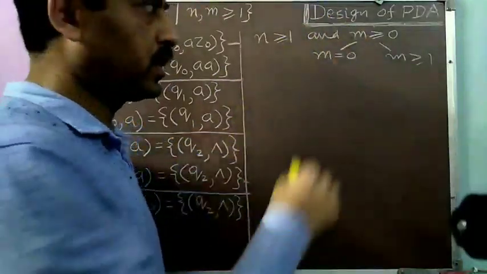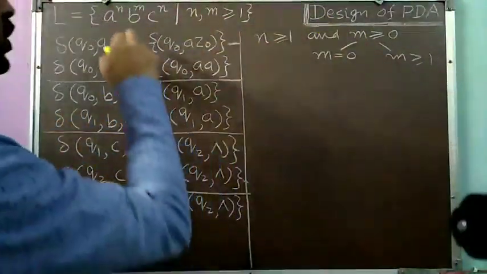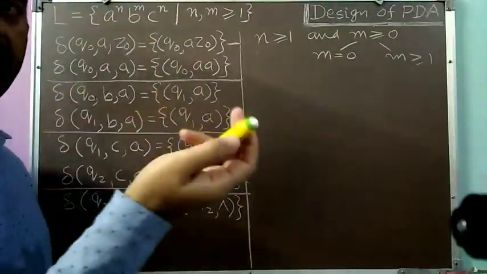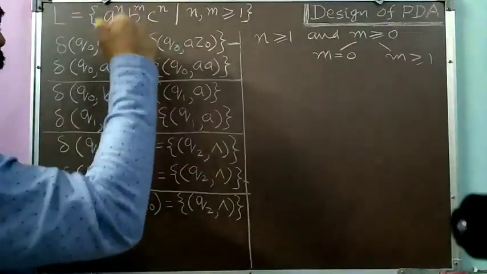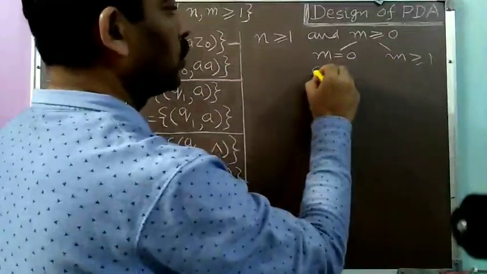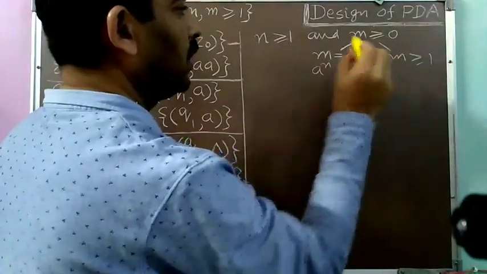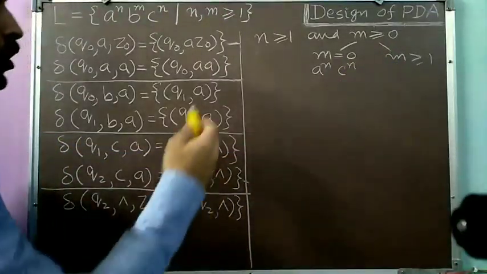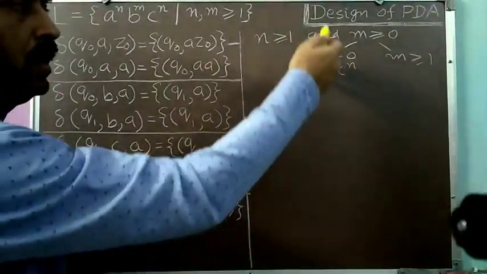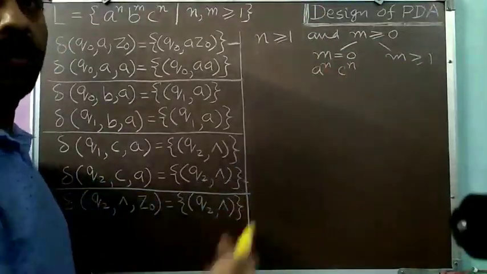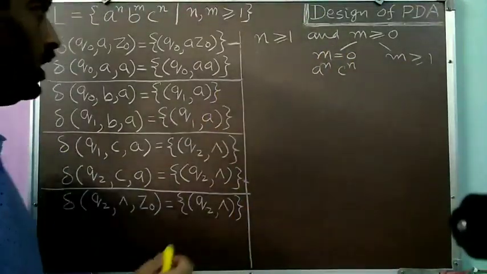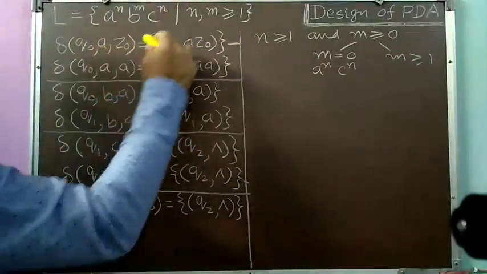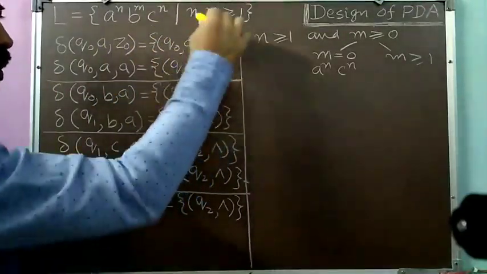So what will be the effect of this condition, m equal to 0? When m equals 0, meaning there is no B present, only A and C are present in our string. So our string will be of the form A to the power n, C to the power n. Simply, we have to match the number of A's and the number of C's. Our strategy for such strings will be to push all the A's and then match all the C's corresponding to the A's. Pushing we can perform using this only. From the starting we will be pushing all the A's up till this point.